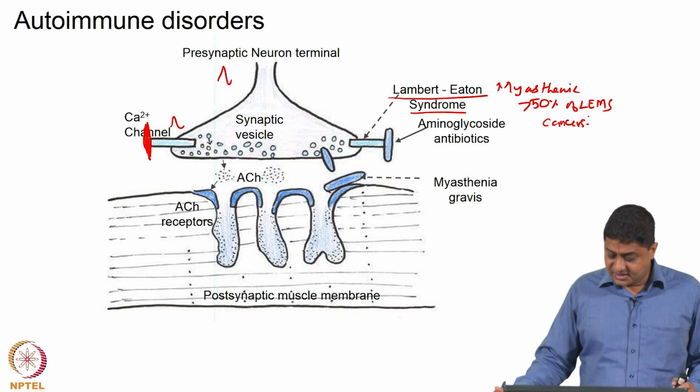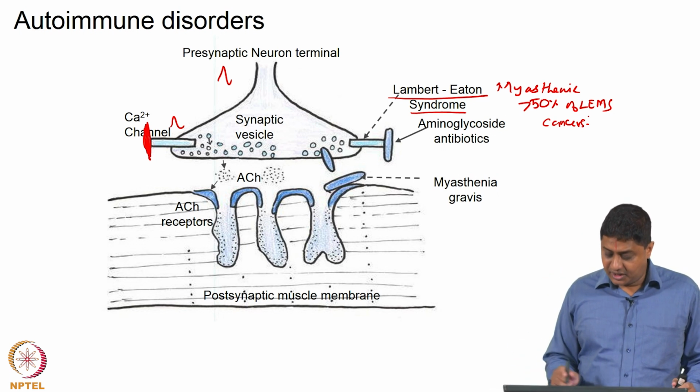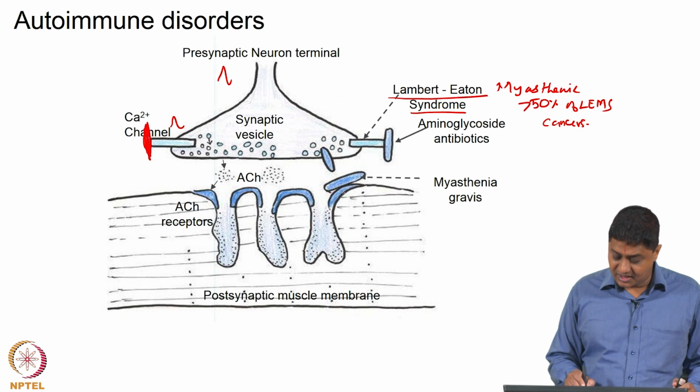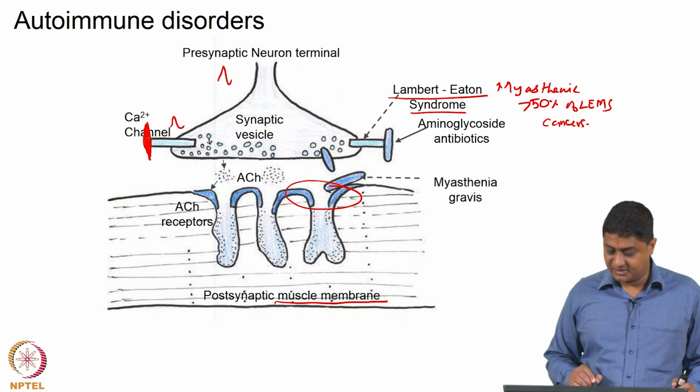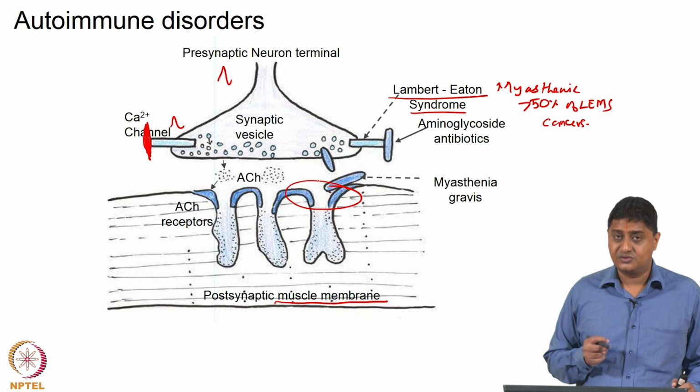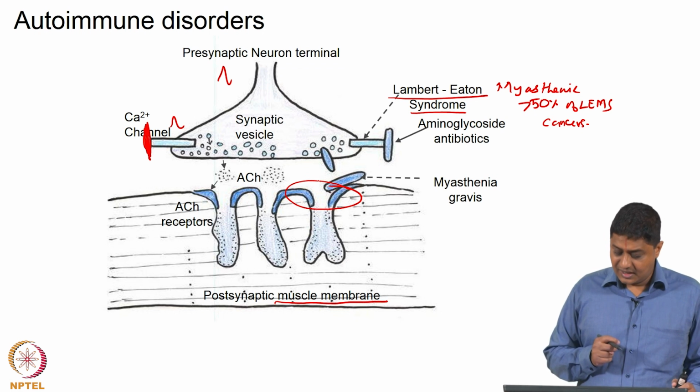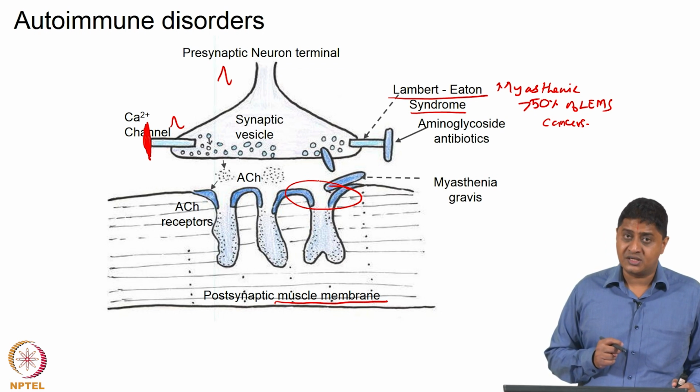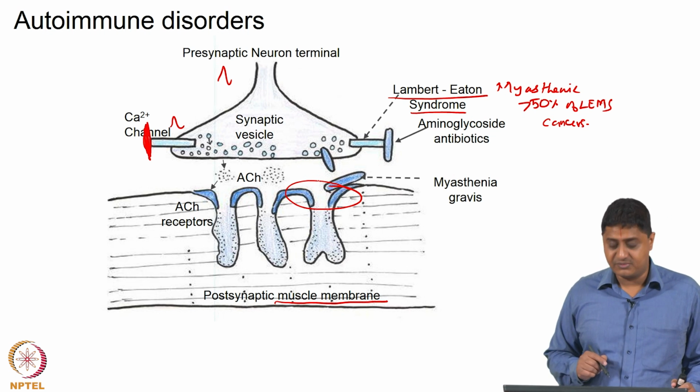The other thing is when the nicotinic cholinergic receptors on the postsynaptic muscle side are affected. So this is the postsynaptic muscle membrane. Here there are the nicotinic cholinergic receptors that open whenever acetylcholine comes and binds to these receptors. These channels open, causing an influx of sodium in the muscle membrane.